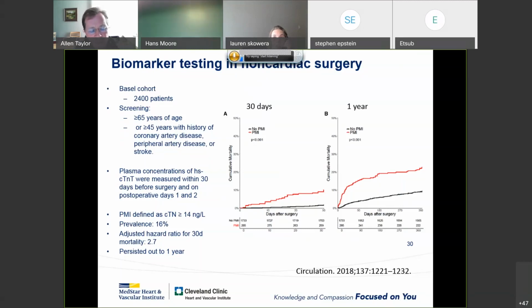This is the study that coined the term PMI, and they found the prevalence of PMI was 16%, so a little higher than VISION. It was 11.6%, but in the same range. This is about 1 in 6 patients. The adjusted hazard ratio for 30-day mortality was 2.7, and as you see here on the right, persisted out to 1 year. So first you see the 30-day graph, and on the far right in red are the patients with PMI out to 1 year.